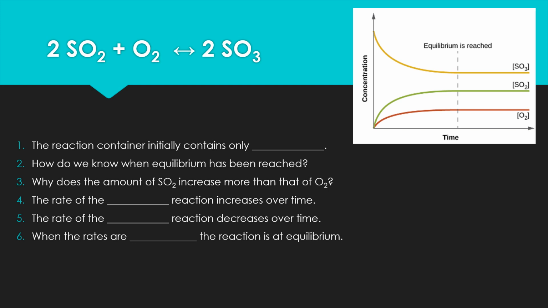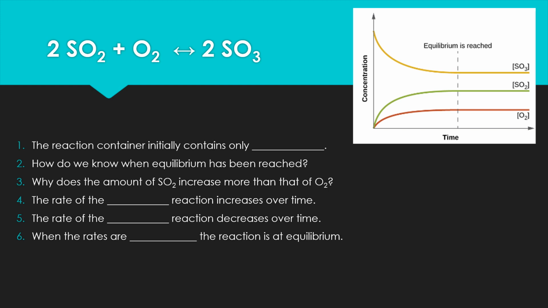All right, so looking at this, it says the reaction container initially contains SO3, so it only contains our product. How do we know when equilibrium has been reached? We know it's been reached when the rates of the forward and reverse reaction are equal. All right, so that's where we hit that time. We can see that dotted line drawn there.